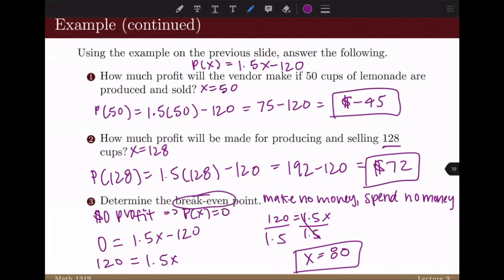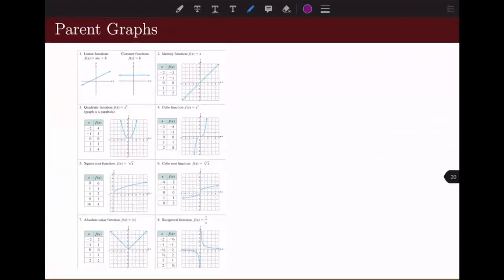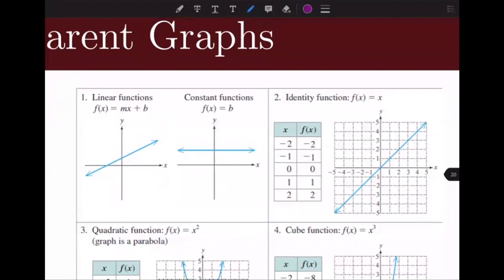All right, let's keep going. Here are some parent graphs that y'all will need to remember. First, we will look at the linear functions. These are kind of what we've been graphing. If y'all will remember, this is slope-intercept form, right? And then we have horizontal lines, constant functions.